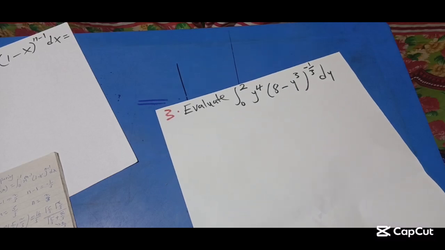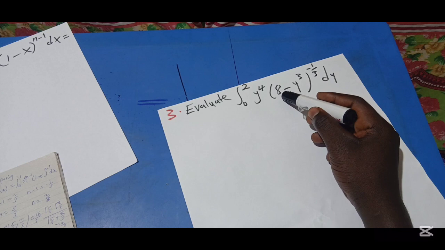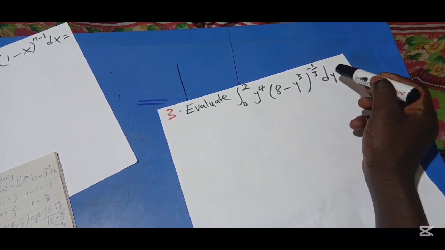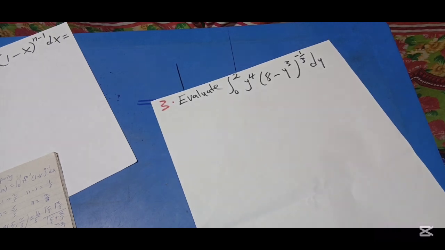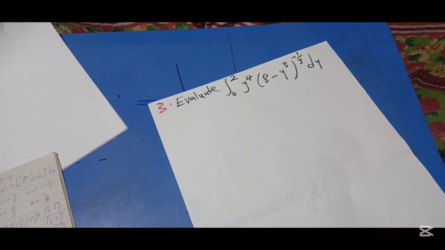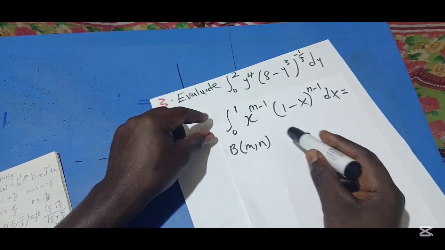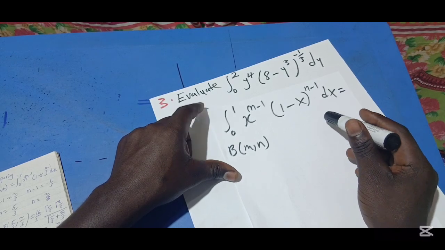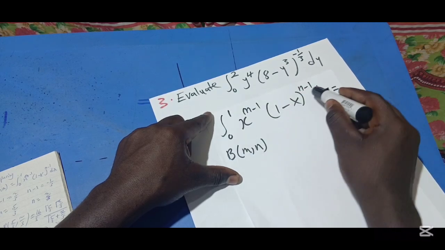Evaluate the integral from 0 to 2 of y to the power 4 times (8 minus y to the power 3) all to the power minus 1 on 3 dy. So we are still on beta functions. And we know our aim is to express the whole problem into this form so that we can apply the general definition for beta functions. And this is the general definition for the beta function.